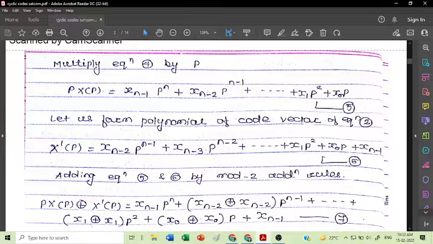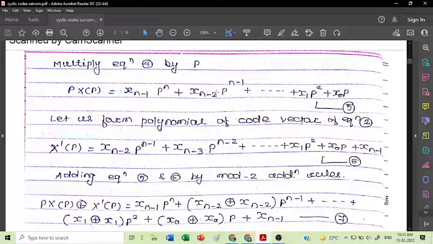Now let us form the polynomial of code vector of equation 2. So what is the polynomial of code vector of equation number 2? X dash p is equal to x of n minus 2 p to the power n minus 1 plus x of n minus 3 p to the power n minus 2, up to x1 p square plus x naught p plus x n minus 1. Consider it as equation number 6. Now adding equation number 5 and 6 by mod 2 addition rules.